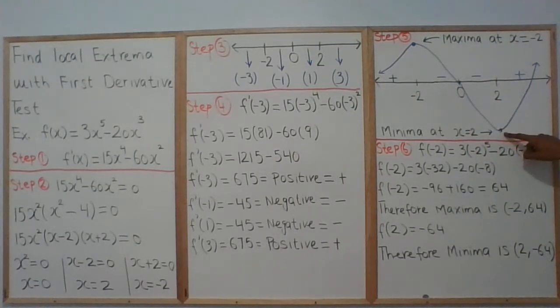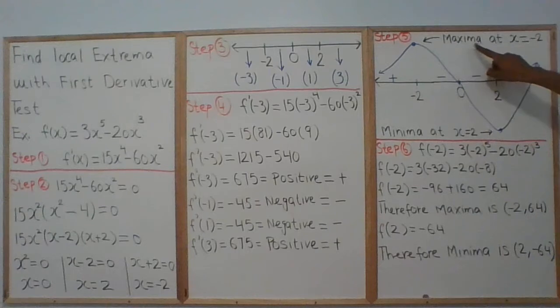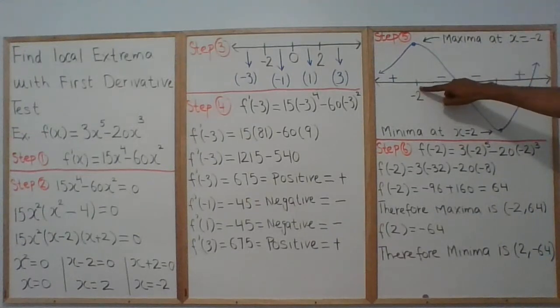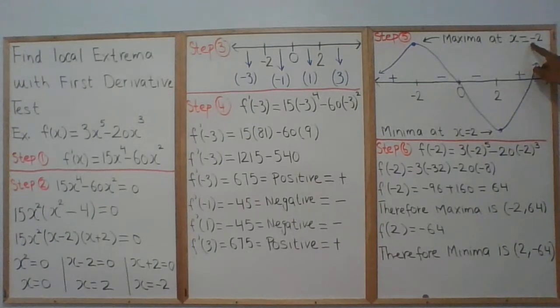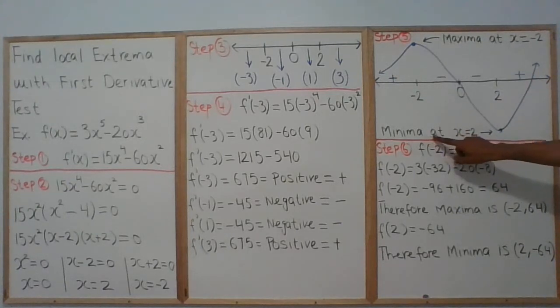And this is the minimum point. So we have maxima at x equals negative 2, because x is negative 2 here, and the minimum point is at x equals positive 2, which is here.